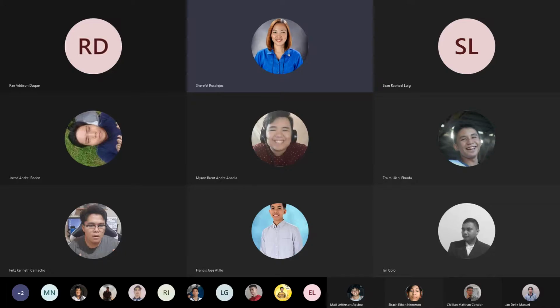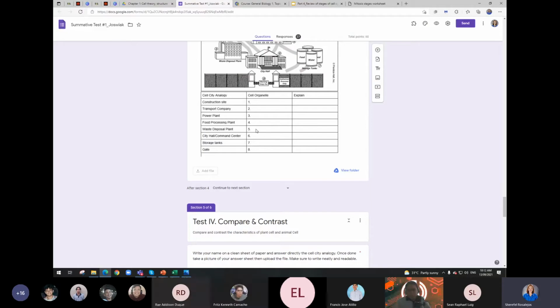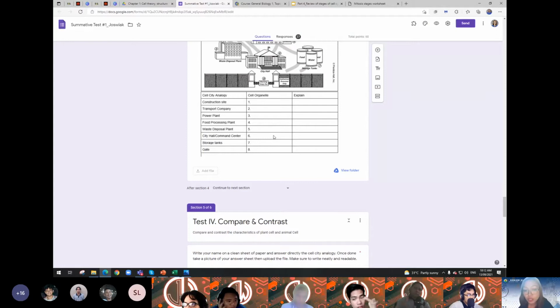Or lysosome. And City Hall is the nucleus, of course, because that is the command center, no? Coordinating all the activities. When we say storage tanks, class, it says food, water, food. So the best answer for that is vacuole. When we say gate, again, it goes in and out. It chooses what goes in. It should not be cell wall.